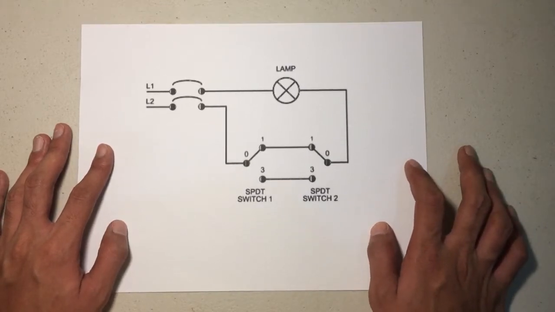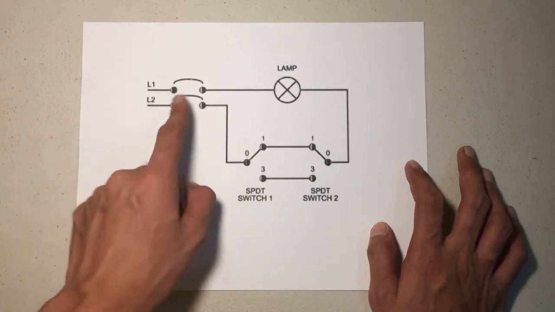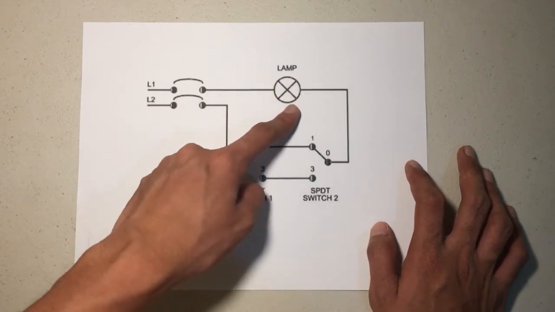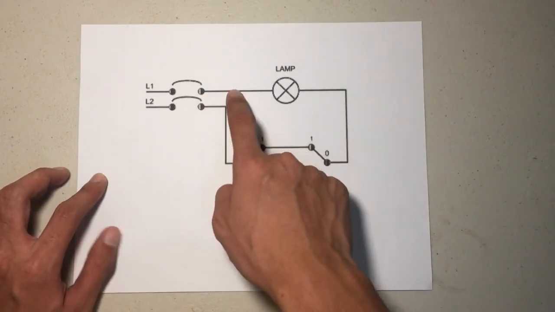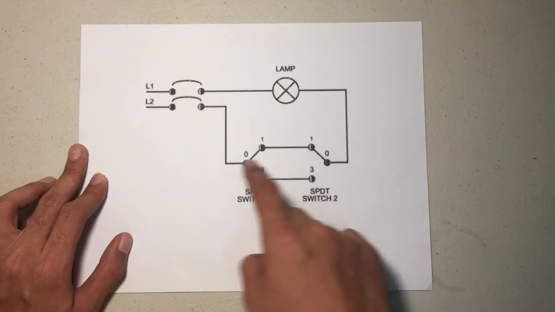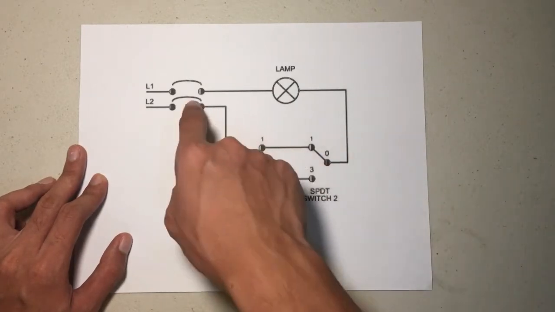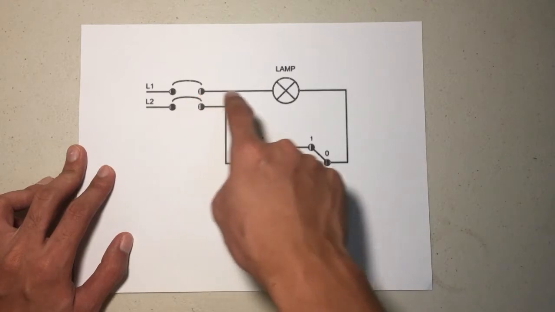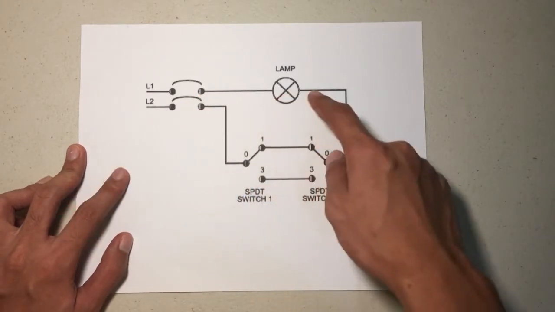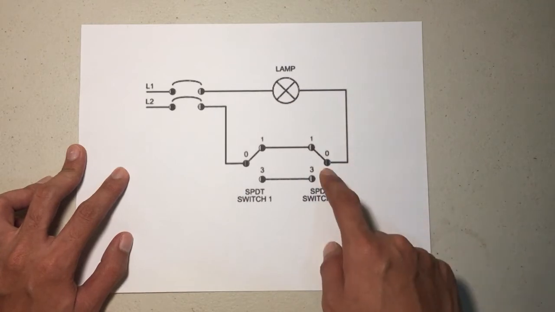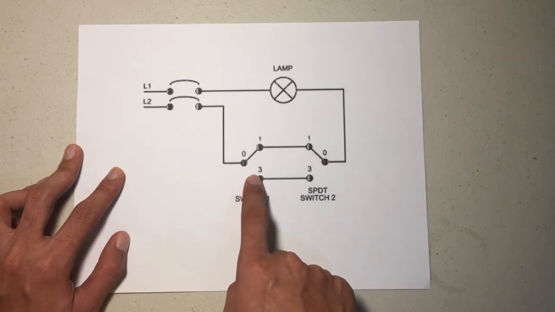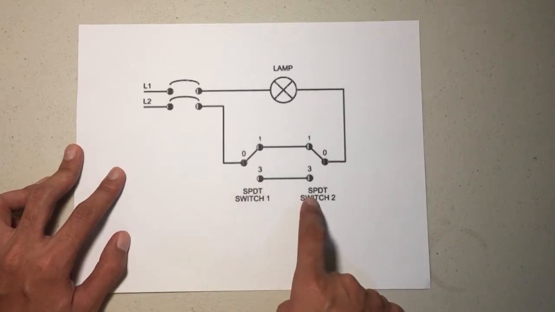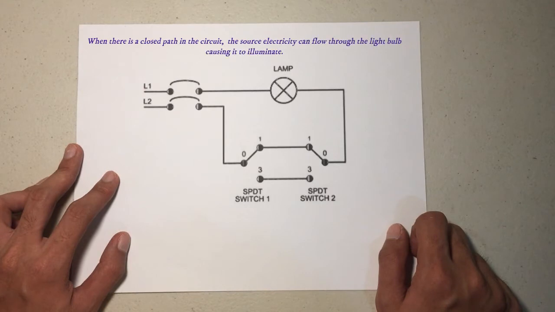So this is the circuit diagram for the three-way switch wiring. This is the circuit breaker, the light bulb and its socket, and the two SPDT switches. These are wires connecting the terminals of the components. First, one terminal of the circuit breaker is connected to the socket, and the other terminal of the socket is connected to the switch, and the other terminal of the circuit breaker is connected to the other switch, and the corresponding output terminals of the switches are connected to each other. When there is a closed path in the circuit, electricity can flow and the light bulb will illuminate.